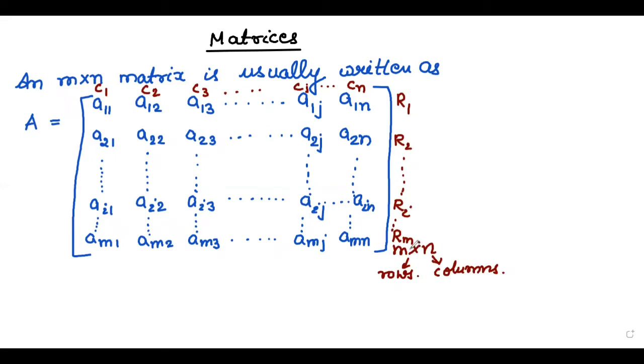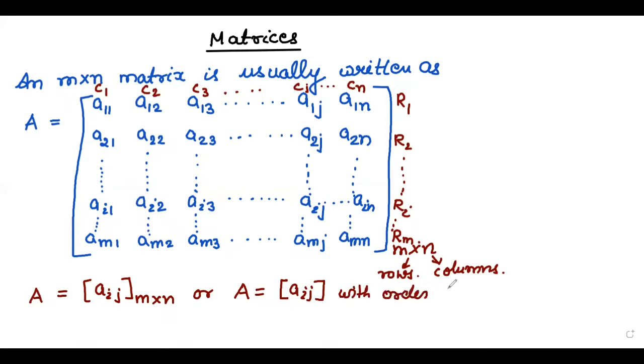So in compact form, if we want to write any matrix, we can represent it as matrix A with element Aij. i represents the row position and j represents the column position, with the order m by n, the number of rows by the number of columns. Or we can write it as matrix A equals Aij with order m by n.